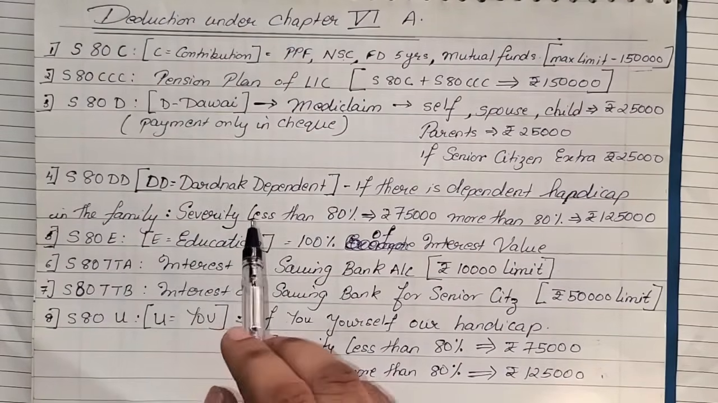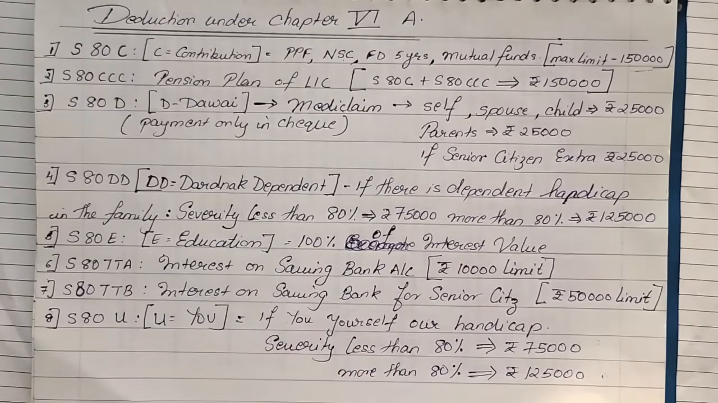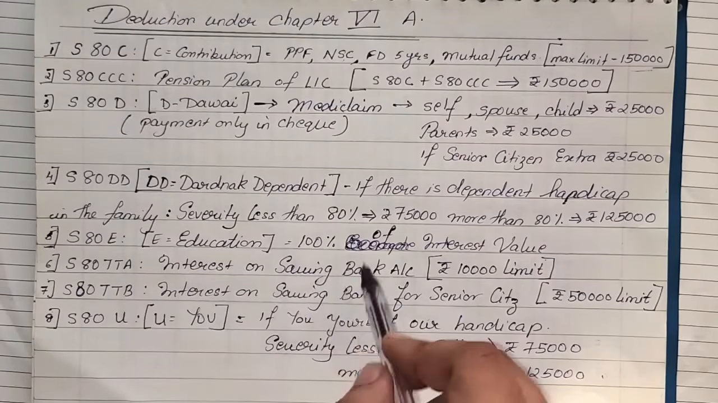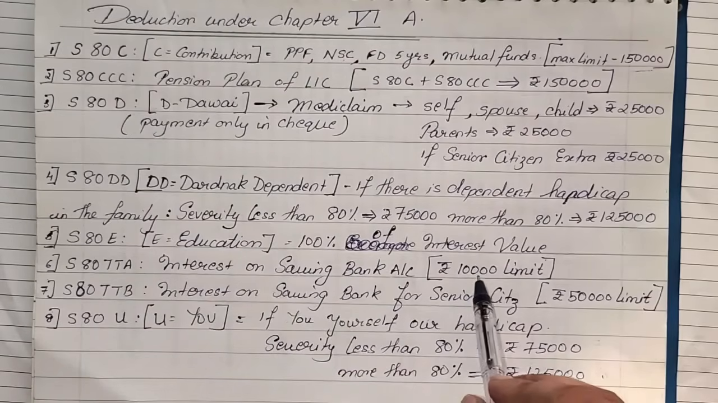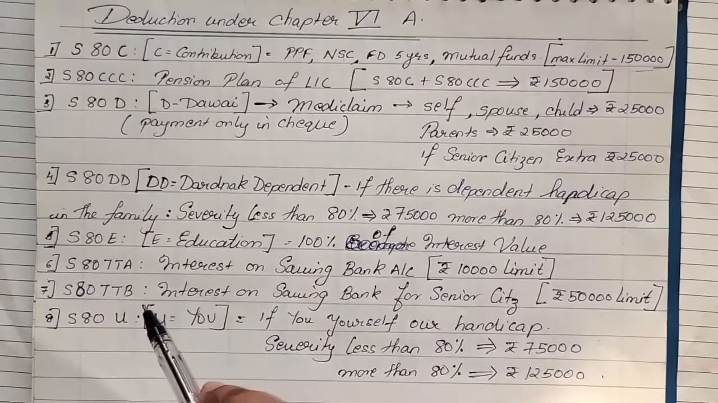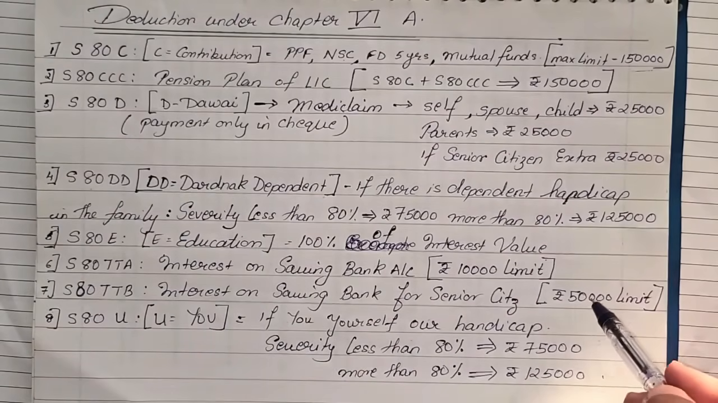80EE is for education. 100% of interest value will be deducted from the loan that you have taken for higher education. 80TTA and TTB, both of them are basically for savings bank. Remember, A is for normal people. Okay, you get a limit of 10,000 rupees. TTB is for senior citizens and you get a deduction up to 50,000.